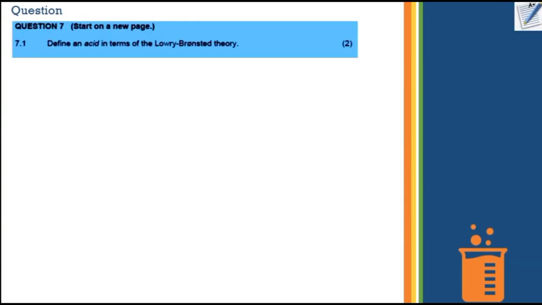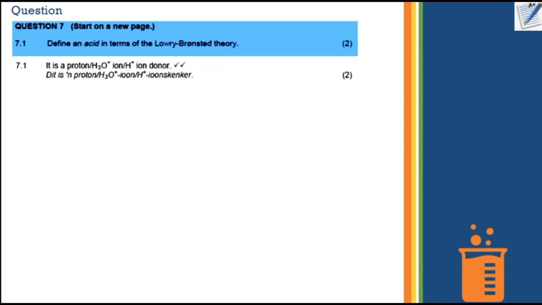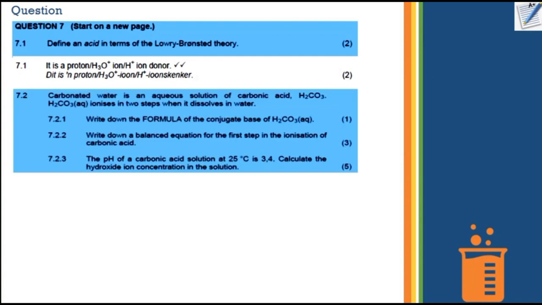Question 7.1 says, define an acid in terms of the Lowry-Bronsted theory. What did you write? I'm sure you wrote this. An acid is a proton donor, right? You'll get 2 marks for that. If you wrote H3O plus ion donor, you'll also get 2 marks, as well as the H plus donor. So any one of those options will be honored. Well done, keep it up. Nice, let's move on. Look at this next part.